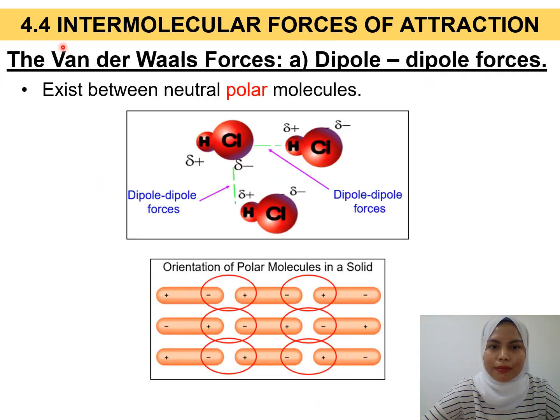Okay, sekarang ni Miss nak bincang pasal the first type of intermolecular forces of attraction, which is the van der Waals forces. And van der Waals forces pun ada dua jenis van der Waals forces, kan. Tapi Miss nak bincangkan pasal the first type of van der Waals forces, which is dipole-dipole forces. Okay, dipole-dipole forces ni dia exist between neutral polar molecules. So sekiranya kalau kamu ada molecules yang memang ada permanent dipole ataupun memang dia polar molecule, okay, tali yang mengikat molekul tu together, kita boleh kenali dia sebagai dipole-dipole forces.